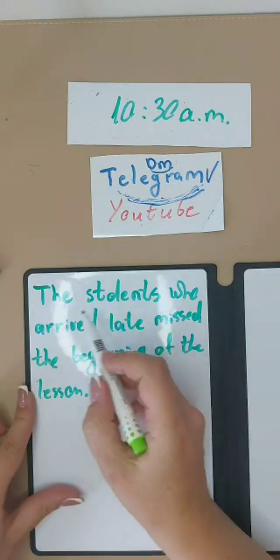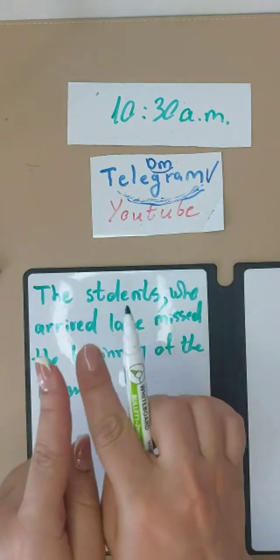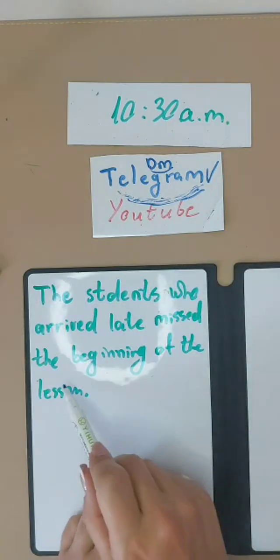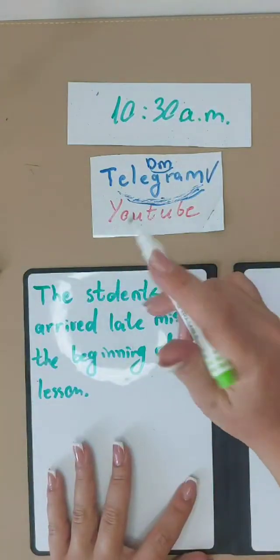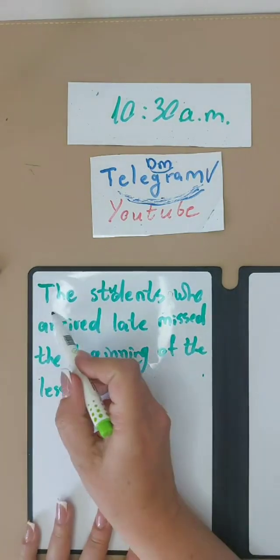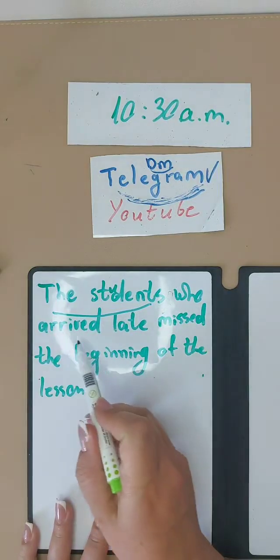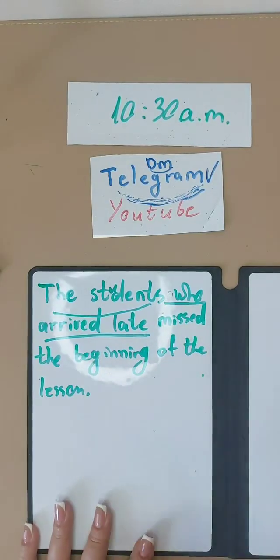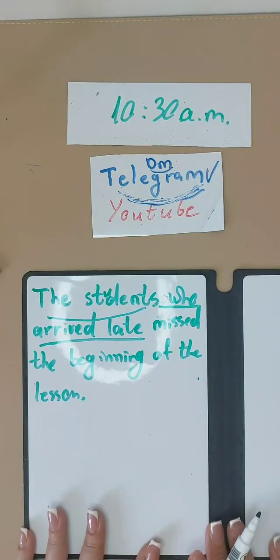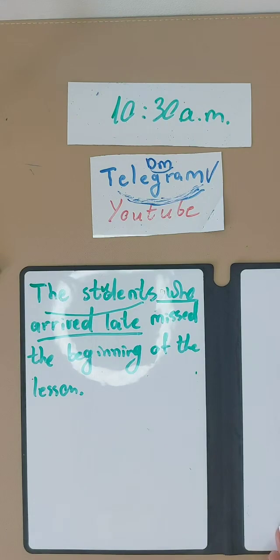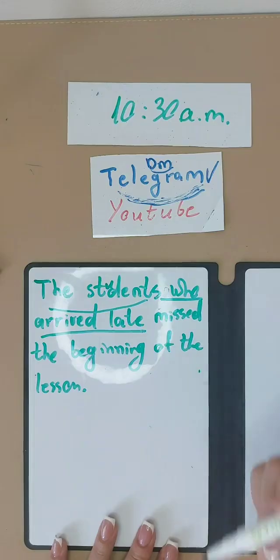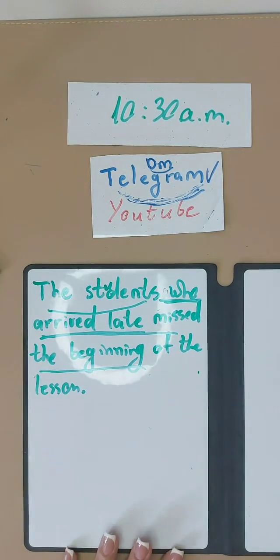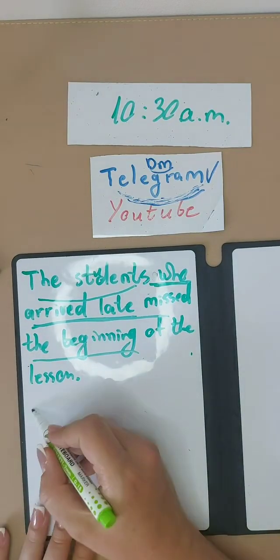Because here there are lots of students, but only the students who arrived late missed the beginning of the lesson. Not all of them. Only the students who arrived late. Here we provide essential information. Only those students who arrived late missed the beginning of the lesson. Not all of them. Okay? So we don't need commas here because this information is essential. Okay?